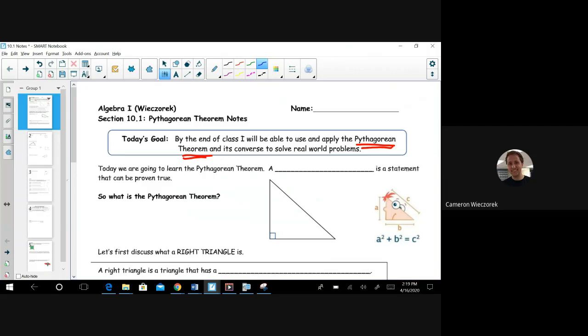Okay, so we're going to look at the Pythagorean theorem, and we're going to talk about what's called its converse. That's another term that we're going to define later. And then we're going to end with some real-world applications, some word problems to tie this all together.